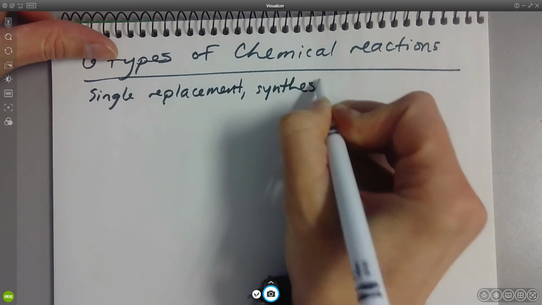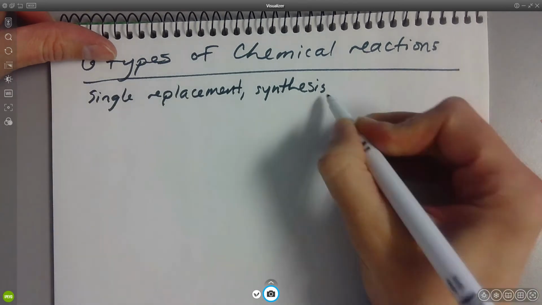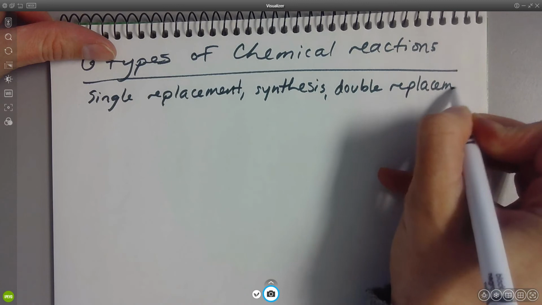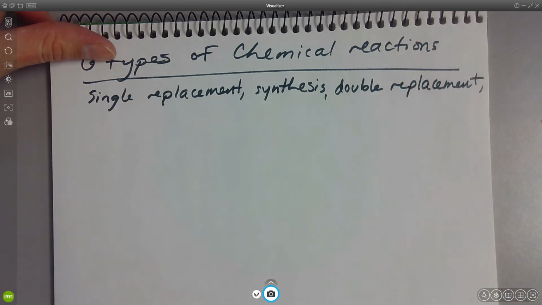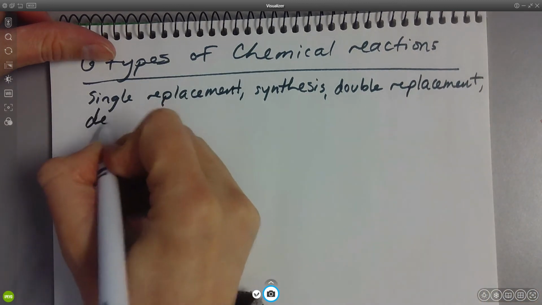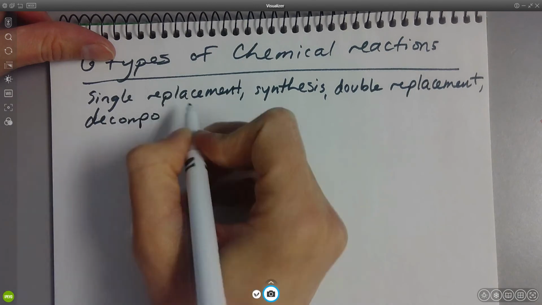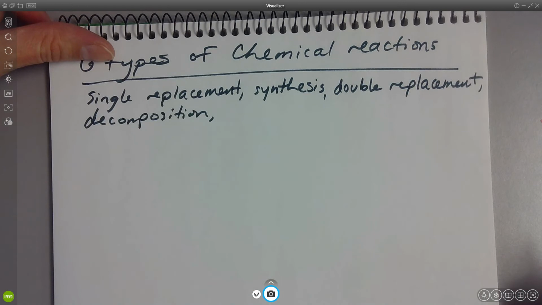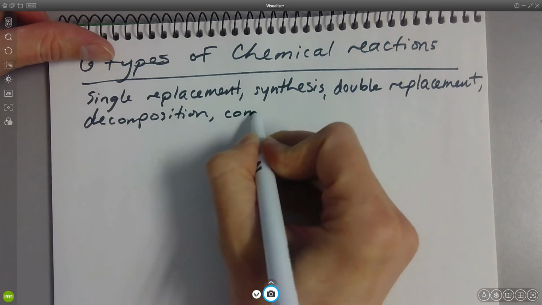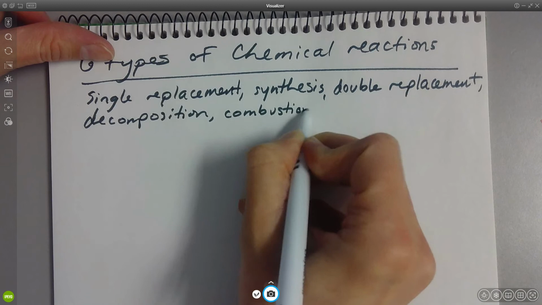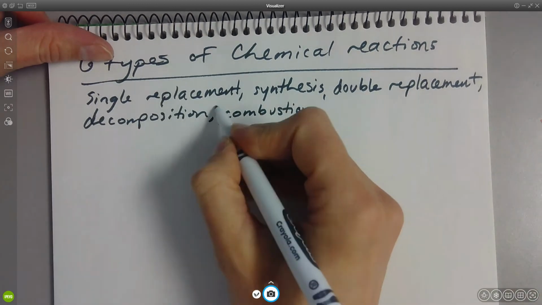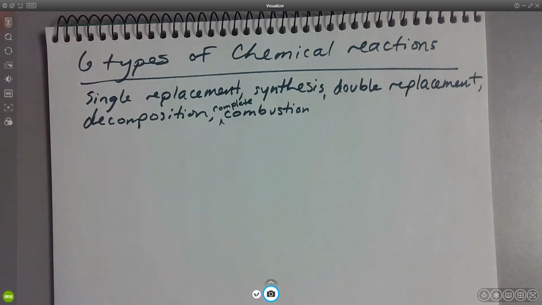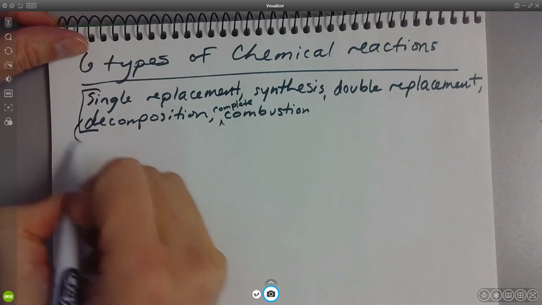Synthesis. What else? That's 3. Decomposition. And combustion. Which, by the way, technically is called complete combustion. Doesn't probably matter, but you might see that written somewhere. Okay? These are the first 5.